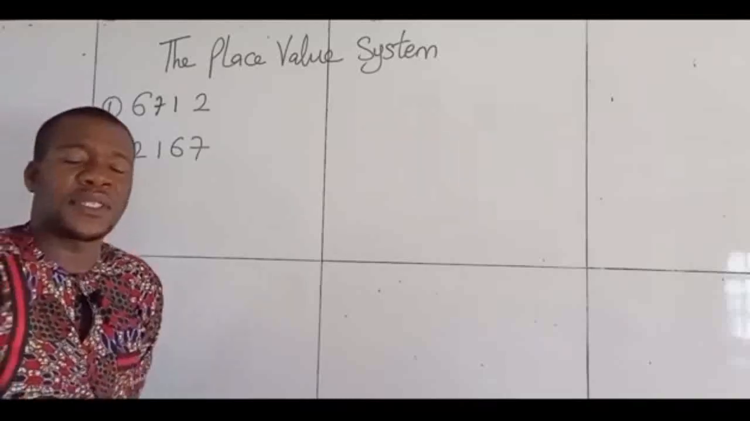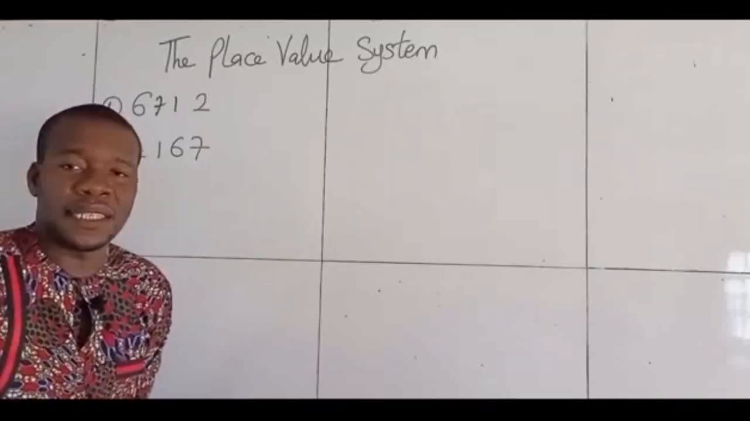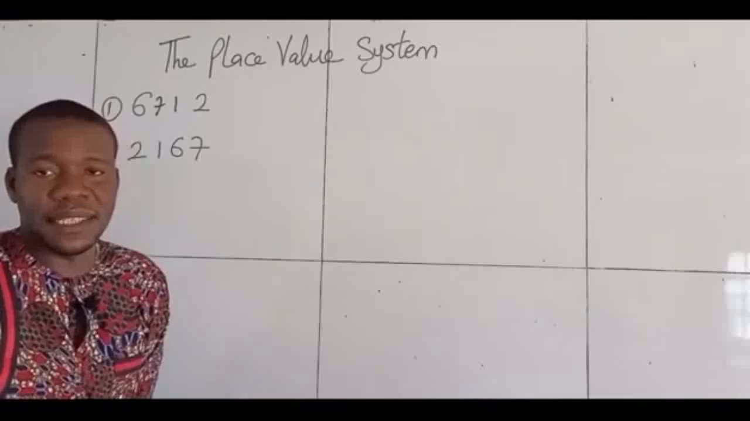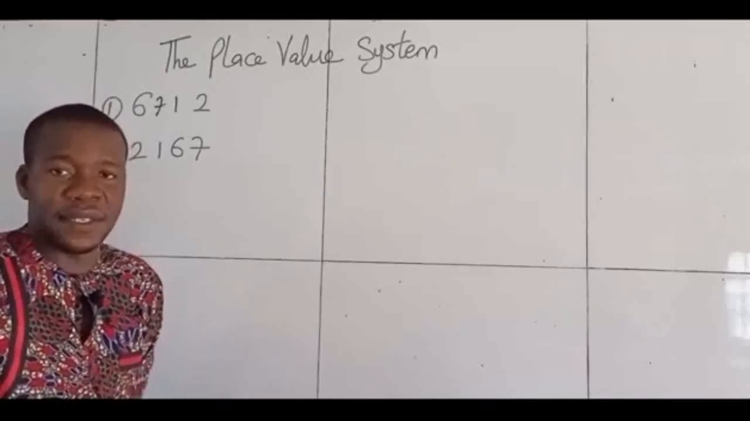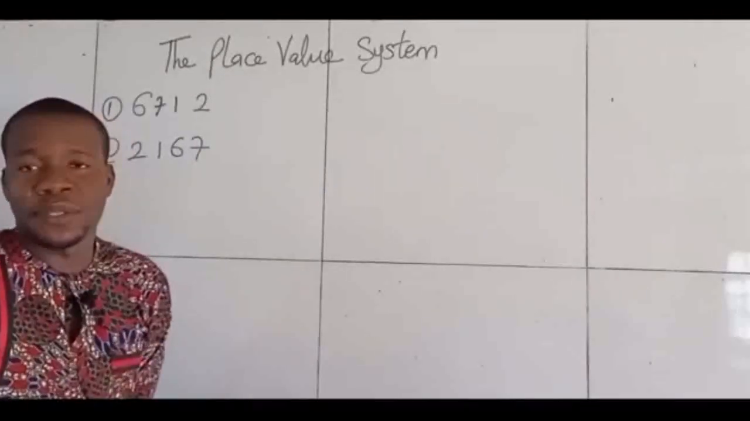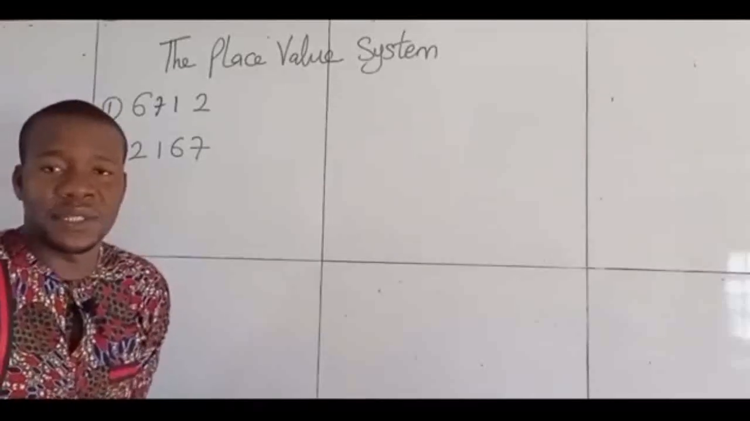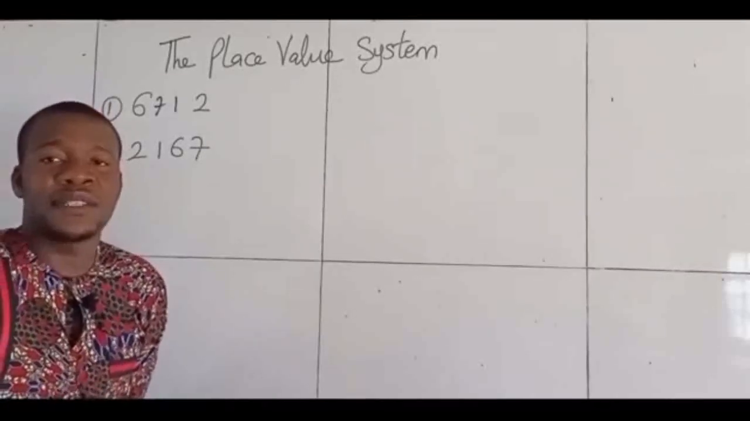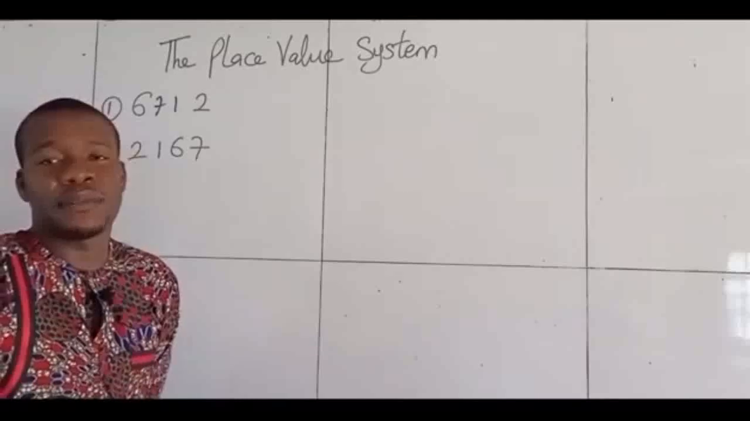Today, I want us to discuss something very important and very fundamental to mathematics, the place value system. This is for pupils in primary school and students in junior secondary schools. The place value system is very important whenever we talk about numbers.